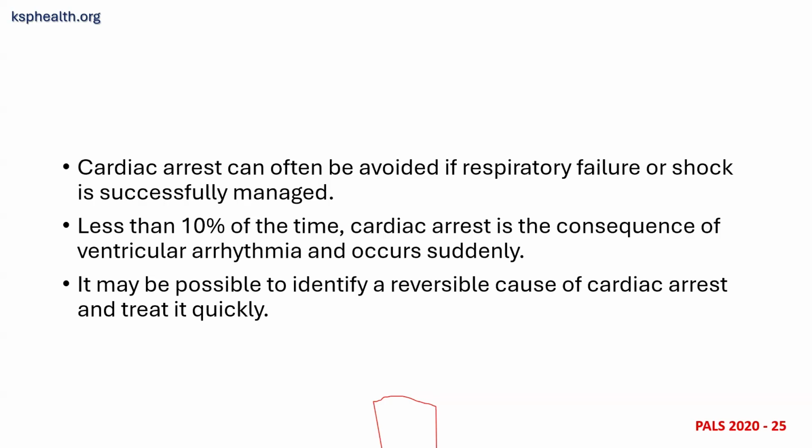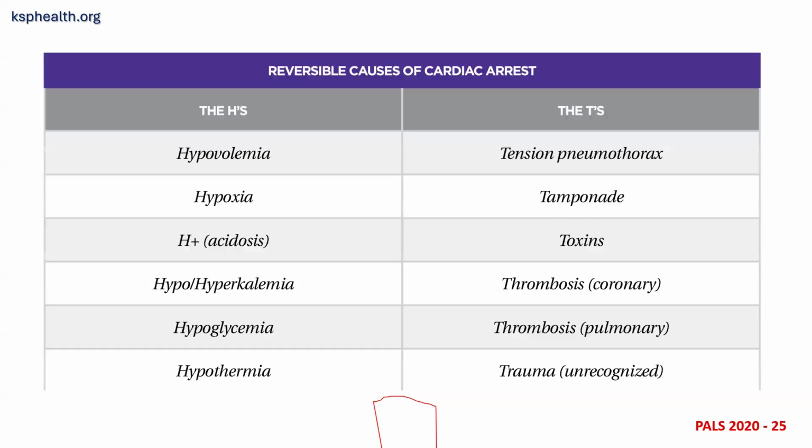Less than 10% of the time, cardiac arrest is a consequence of ventricular arrhythmia, which you also need to be aware of. It may be possible to identify a reversible cause of cardiac arrest and treat it quickly, the most common being hypoxemia and hypovolemia. There are 6 H's and 6 T's. Hypovolemia, hypoxia, acidosis (increased hydrogen ion concentration), hypo- or hyperkalemia, hypoglycemia, and hypothermia. The T side: tension pneumothorax, tamponade, toxins, thrombosis, which could be coronary or pulmonary, and unrecognized trauma.